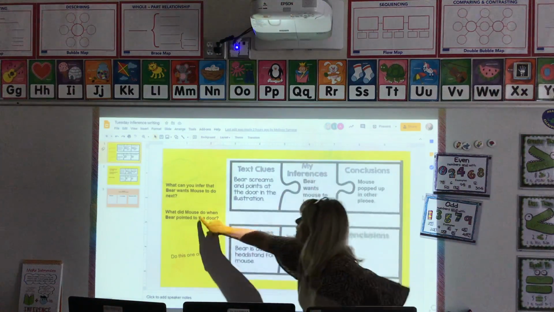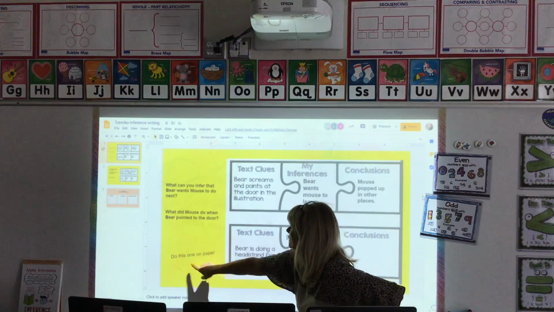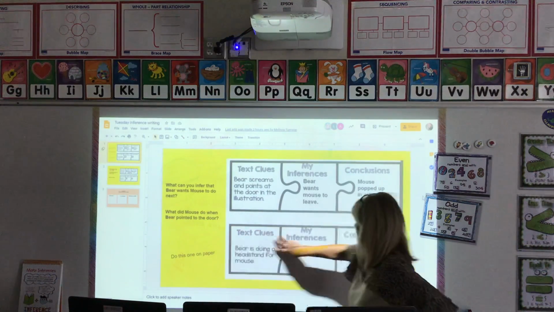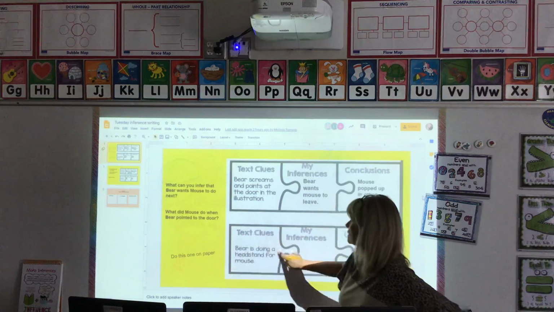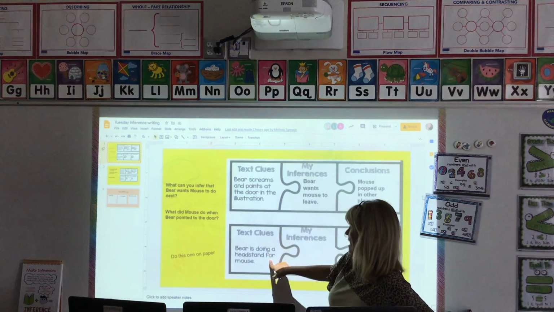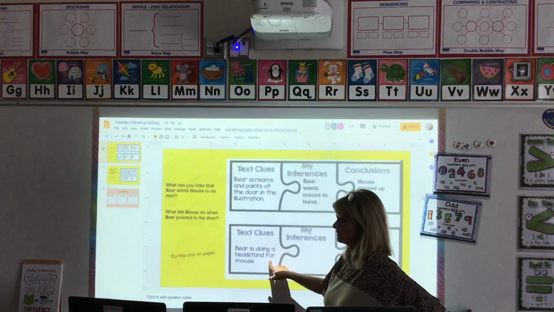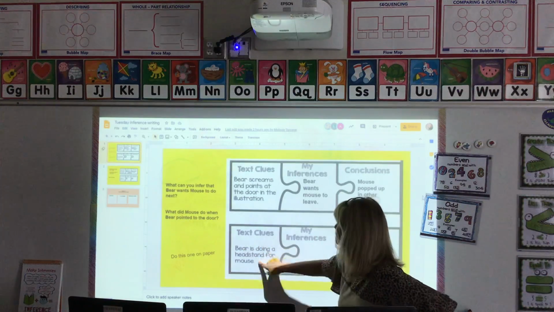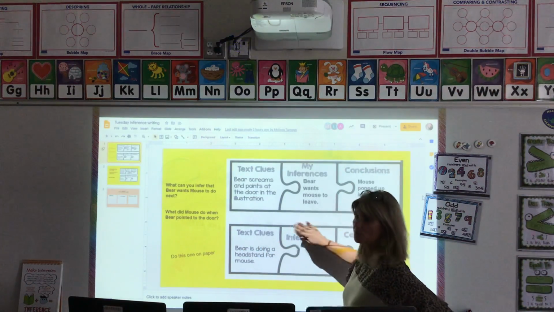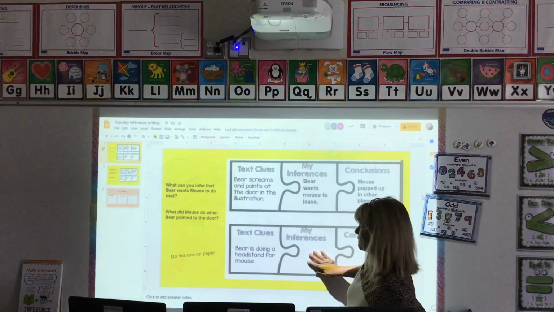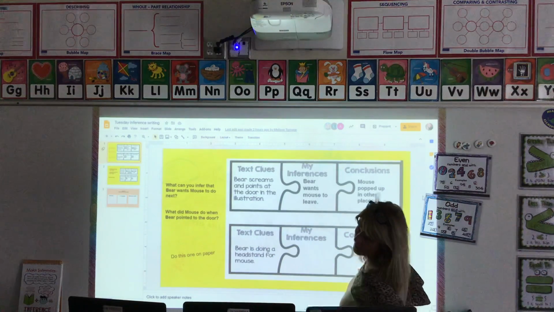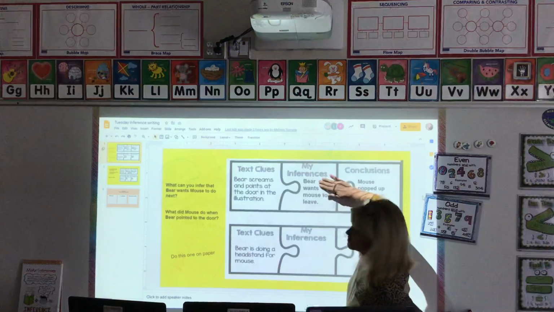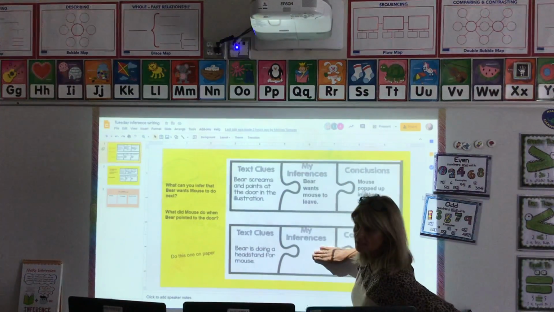So it says, do this one on paper. Bear is doing a headstand for Mouse. Headstand. Was Bear doing a headstand for Mouse? Yes. Okay, Bear's doing a headstand for Mouse. Oh, yeah, that's right. So what do you think he was trying to do for Mouse? And then what really happened right here. So this is your example. This is what you need to do.